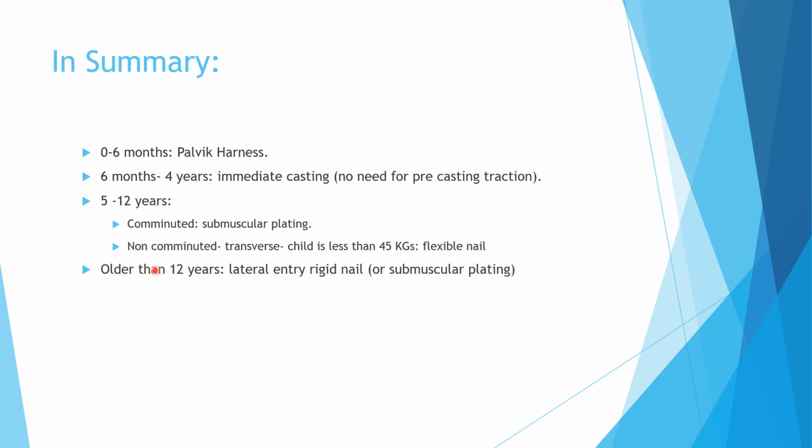So this is a good summary to have. First 6 months, Pavlik harness; from 6 months to 4 years, immediate casting; from 5 to 12, if it's comminuted, submuscular plate. If it's not comminuted and the child is less than 45 kilos, flexible nail is a good option. Older children or heavier children, lateral entry nail is a good option.